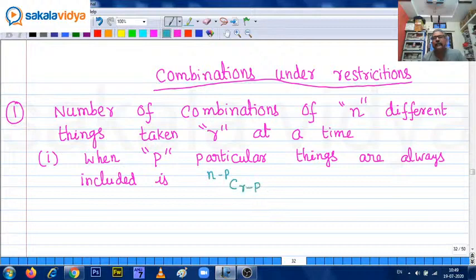So always remember one thing. Without any condition it is nCr. Whenever p particular things are included, subtract p from the total and subtract p from the selection. You remember it like this: (n minus p) C (r minus p). Right. Next, second one.